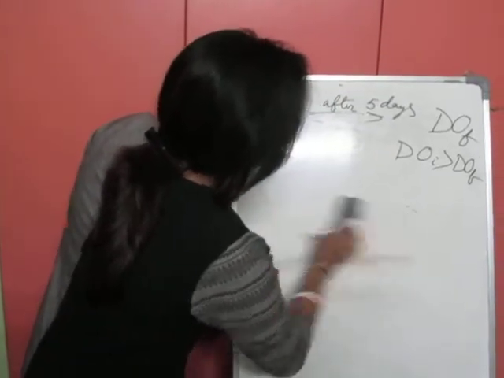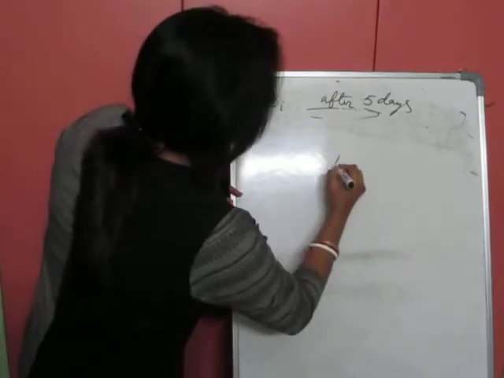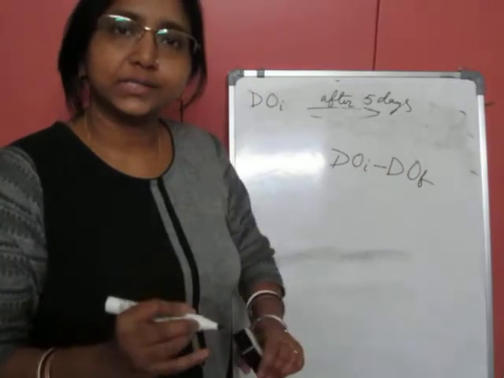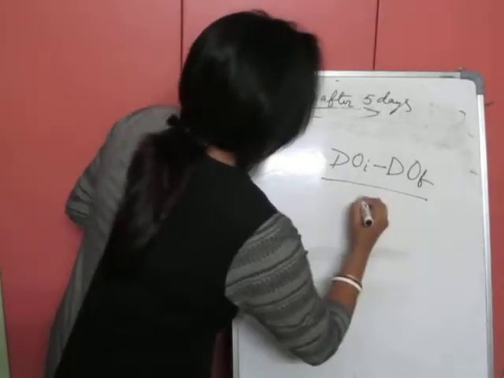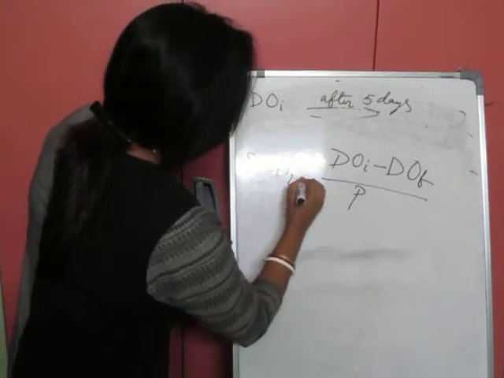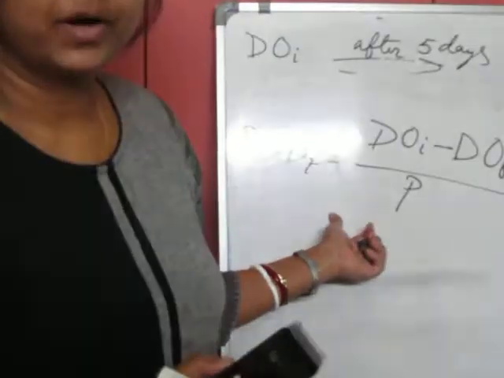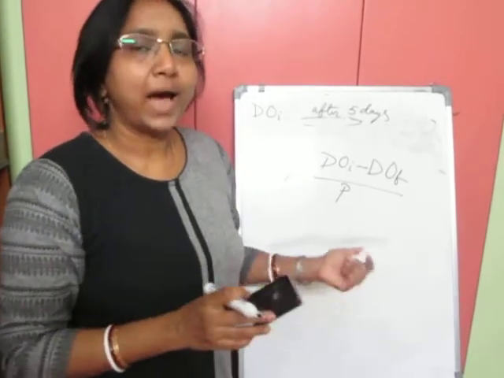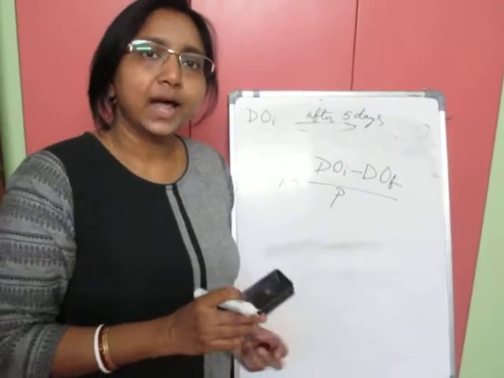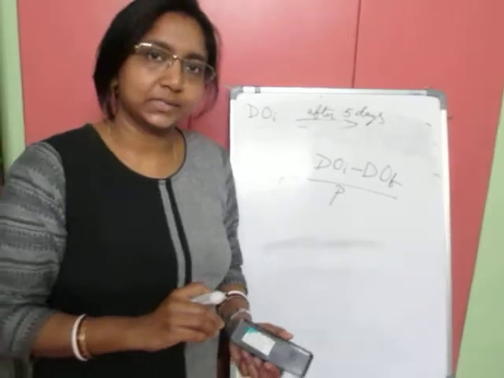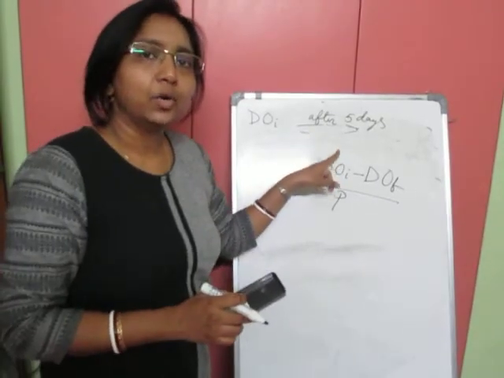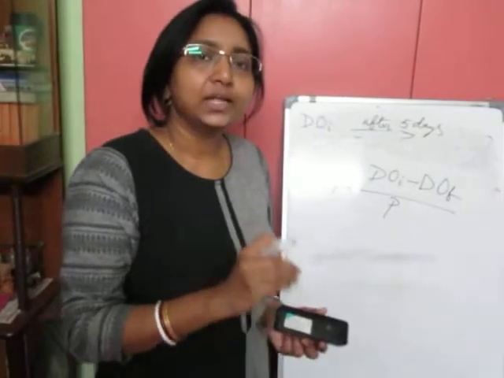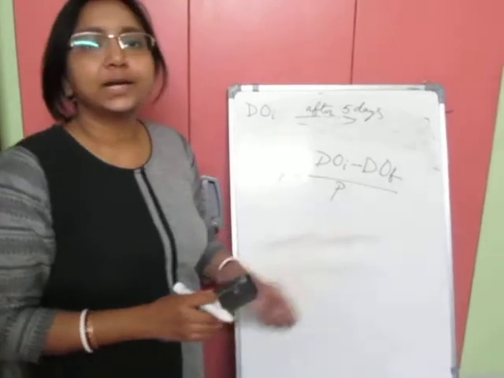I am going to write DOI minus DOF. That is the amount of oxygen consumed. So BOD T, where T is the time. It may be 10 days, it may be 15 days, but generally we do it for 5 days. So we call it the 5-day BOD test, and it is generally done at 21 degrees centigrade temperature. So here BOD T is equal to (DOI minus DOF) divided by P. DOI means initial dissolved oxygen, DOF means final dissolved oxygen, and P is the dilution factor.